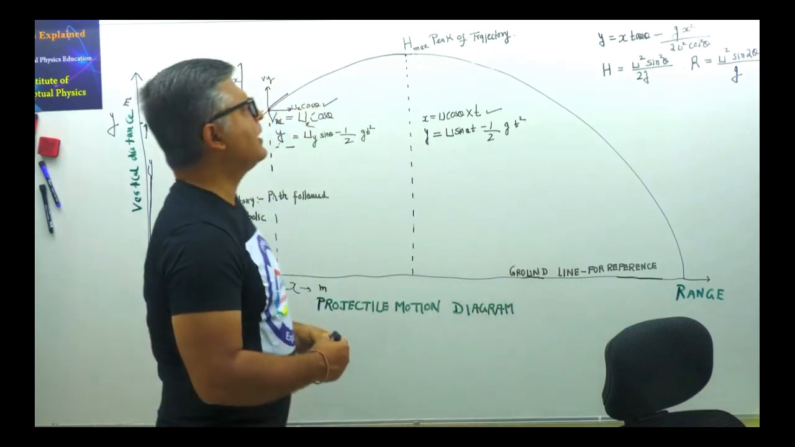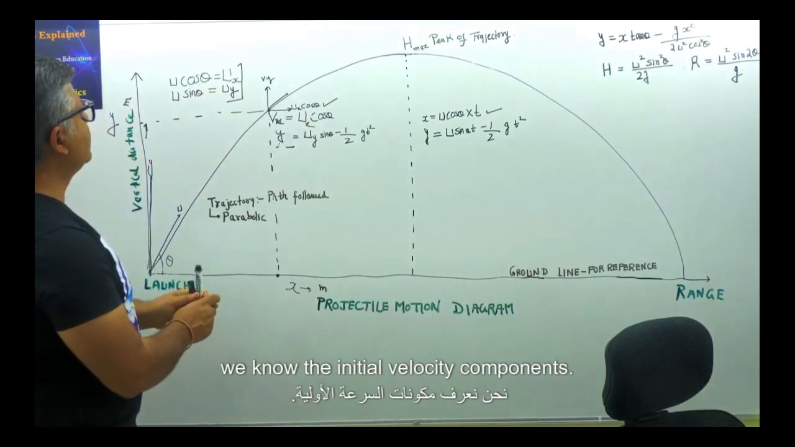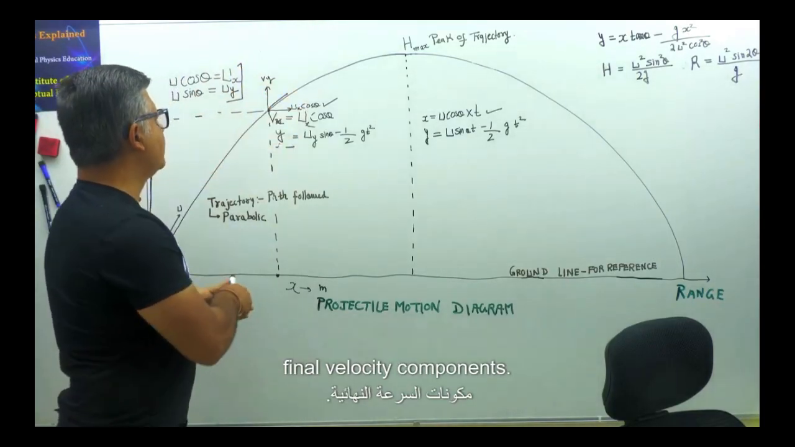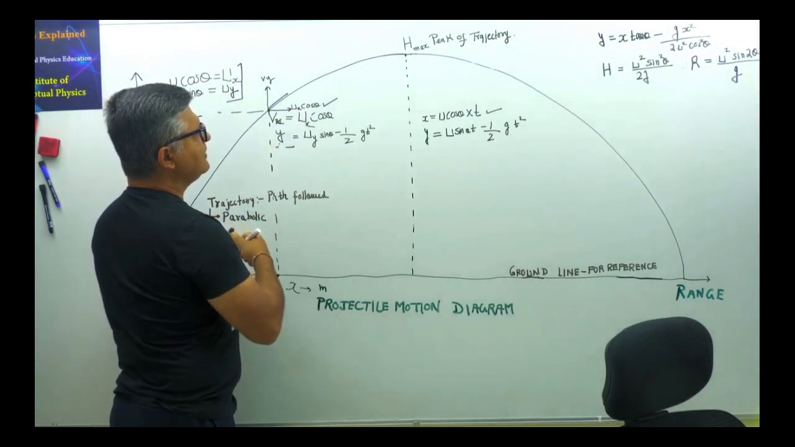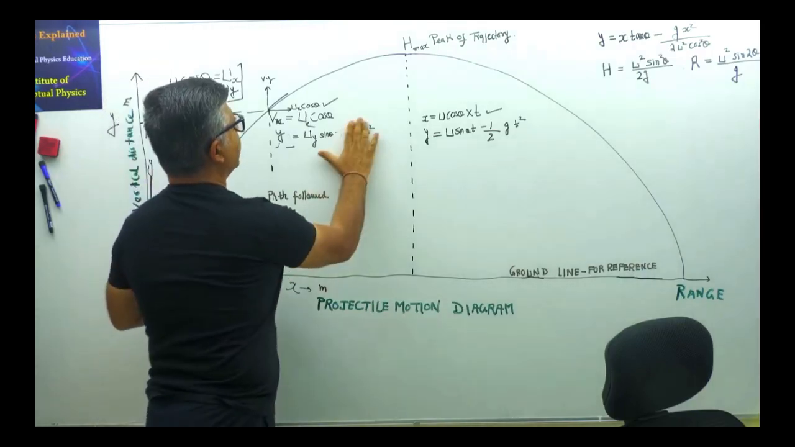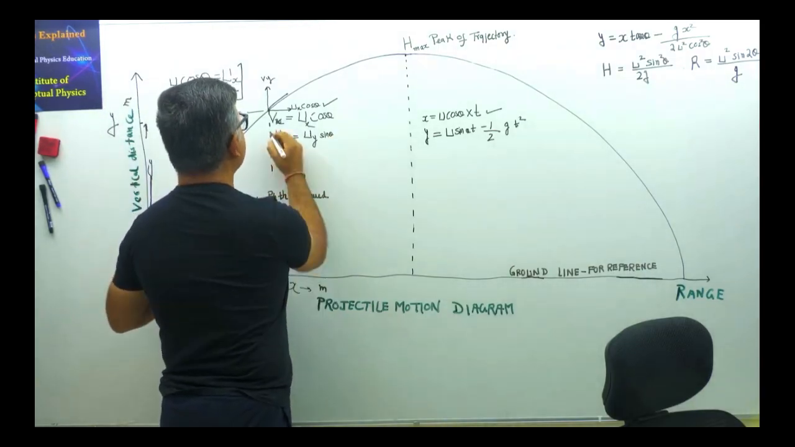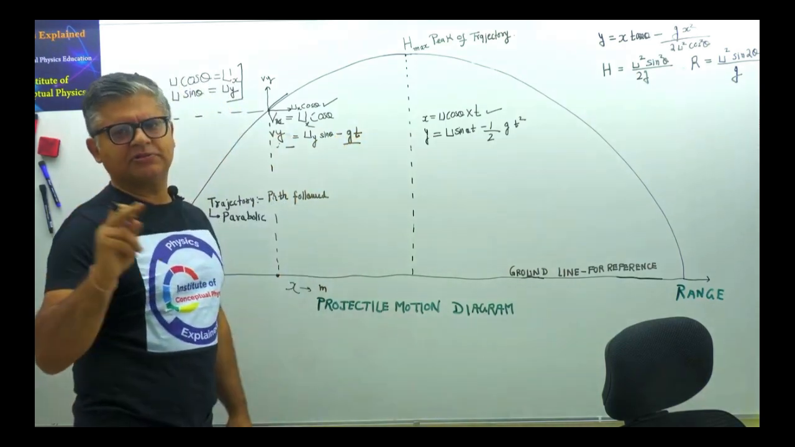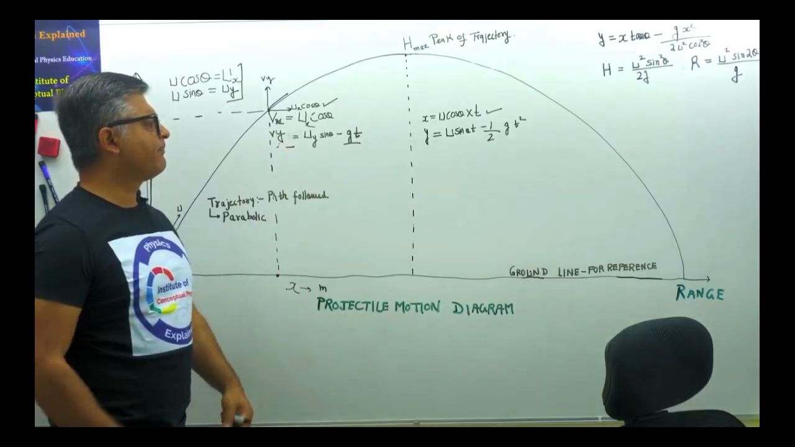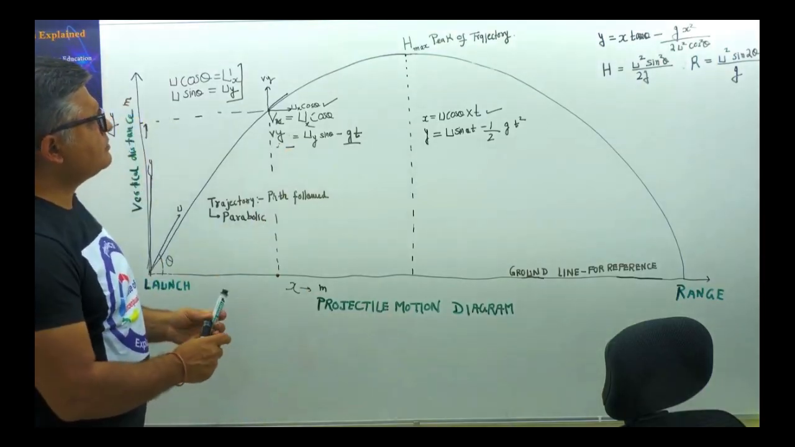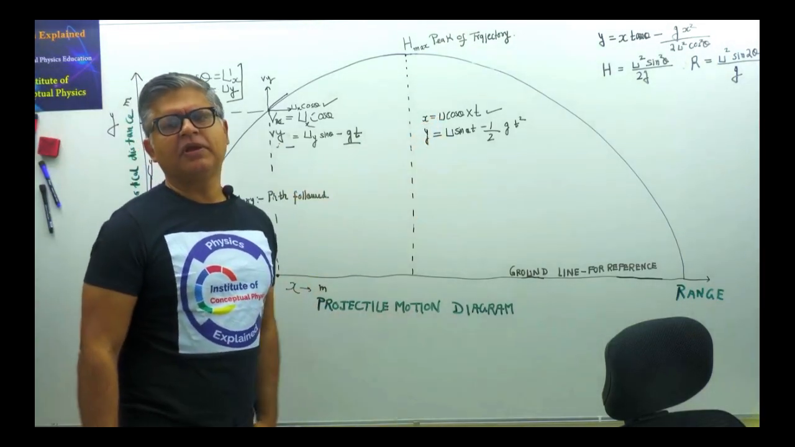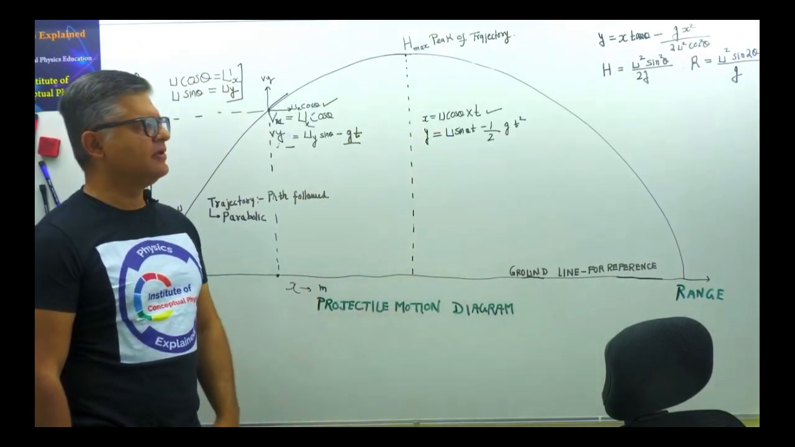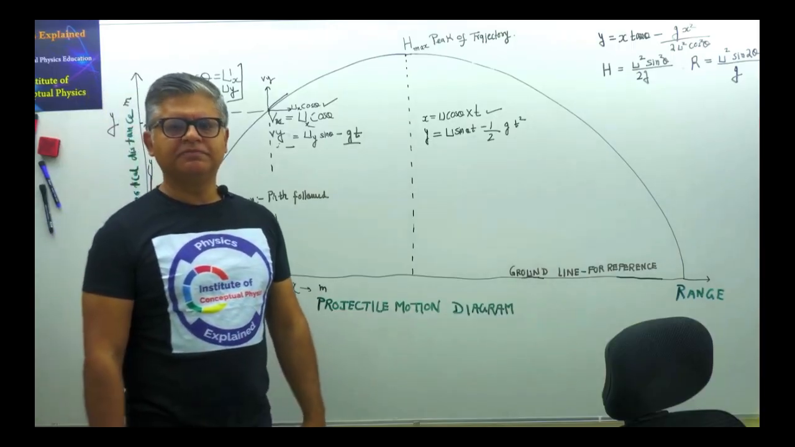All right. Now, we know the initial velocity components. We know the final velocity components. Okay. And then, I think I'll just correct this. So this is Vy is equal to minus gt. Just a small correction. It is minus gt. And now, we also know the position of the projectile in the x-axis and y-axis after time t. Let's go deep now.